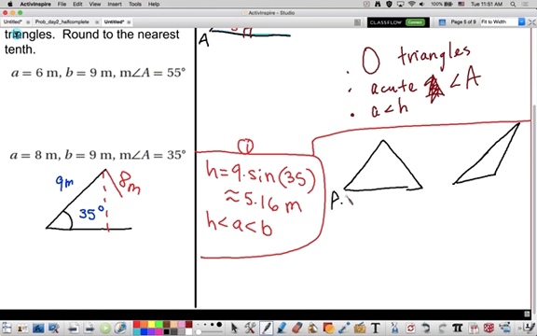Here's A. Here's A. Let's go ahead and label these so we don't get lost. 9 meters. 9 meters. 8 meters. Again, anytime you have two triangles with an acute angle, it's going to end up like this. 50, 35, 35. I would solve this one first. It's going to be easier to solve.